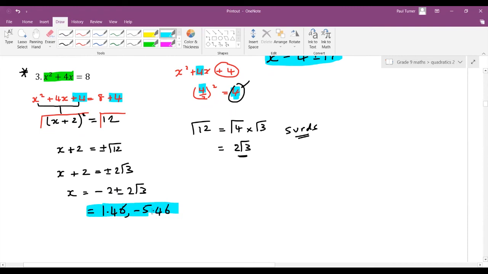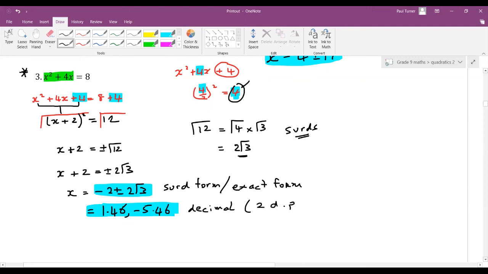You can leave it in both forms if you want, but that's surd form. So this would be written as surd form or exact form. And this is rounded off. That's as a decimal. And I recommend 2 decimal places if you write as a decimal. I may want it as a decimal, but if I do, 2 decimal places here. That's enough. Maybe 3, but some students like to write 10 decimal places. I'm not sure why.